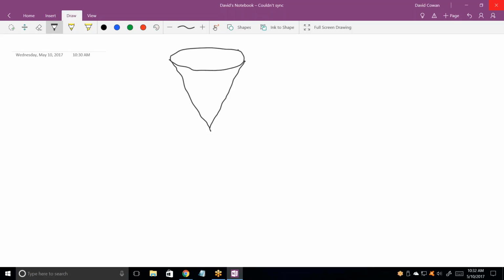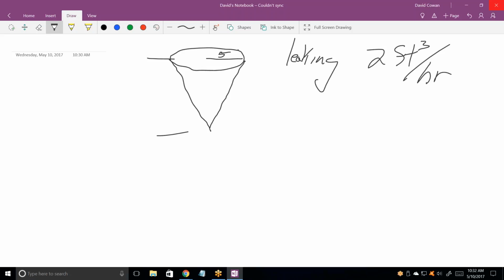You could build it the other way, I guess, but... I'm sorry, what did it say? It's leaking at what kind of rate? 2 feet cubed per hour. The base radius of the tank is 5 feet, and the height of the tank is 14 feet. Then it's asking, at what rate is the depth of the water in the tank changing when the depth of the water is 6 feet?